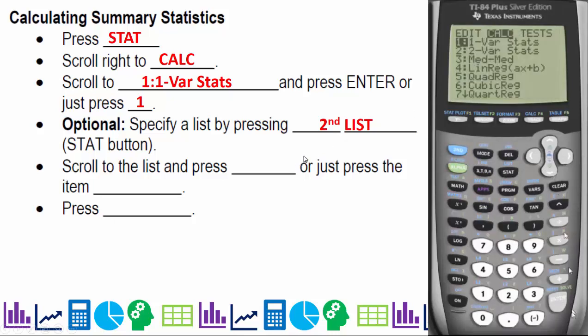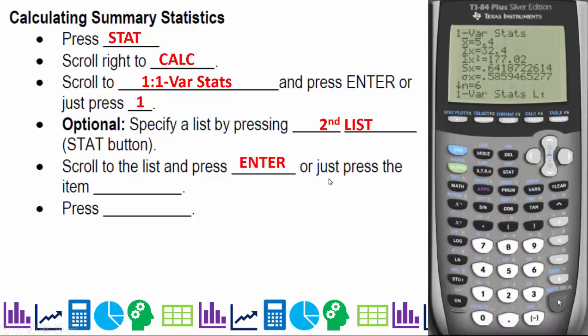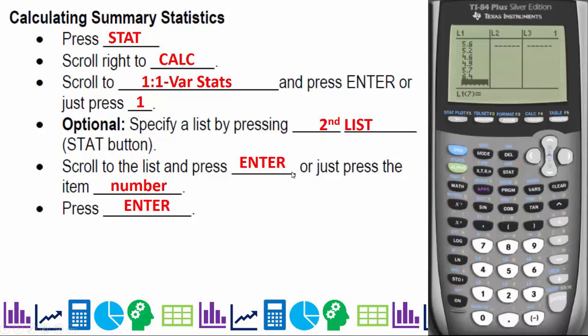Now you can also select a list after you do 1-Var Stats: press 2nd and List, and then you can scroll and press enter, or the item number, the list number, and then you press enter if you need to. All right, and you can see your summary statistics here.